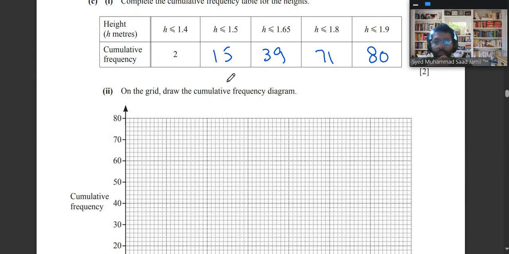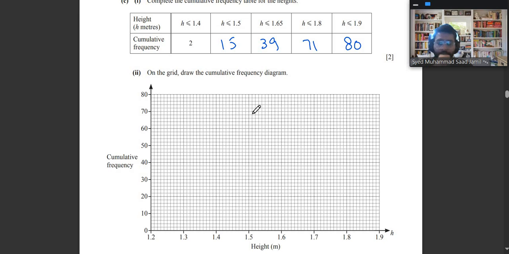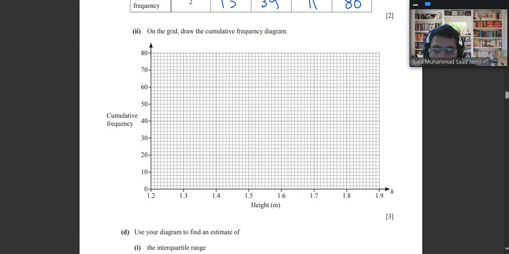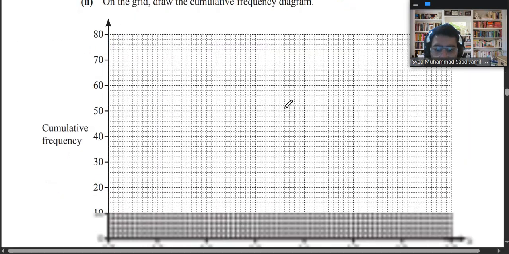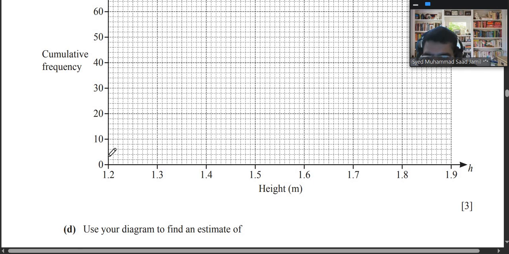Now we will be doing what? We will be sketching it. I don't like to sketch because it's difficult for me over here, but still okay, no problem. Let me sketch it. So when h is 1.4, cumulative frequency is 2. So look guys, each box, what I'll do, I'll just zoom it in. Each box is like 2, 4, 6, 8, 10. Each small box is 2. So the first one will be over here, and this is like 0.